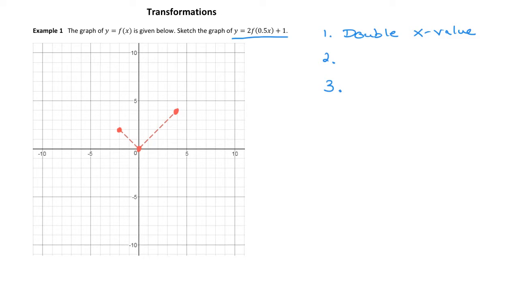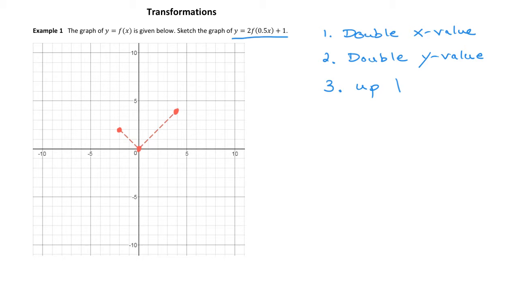The second thing that happens is, well, I see multiplication by 2. Now everything else is outside of the function, meaning I'm changing the y values. So this is going to do what I expect. 2 times the y value is going to double the y value. And then the last piece, this plus 1, again, it's outside the function, it's changing the y value. This means go up 1. So with this list, I'm going to go to my original graph, and I'm just going to go through point by point and see where it ends up.